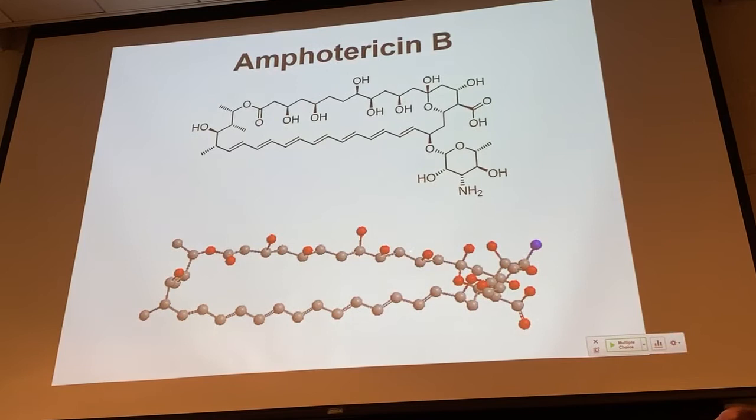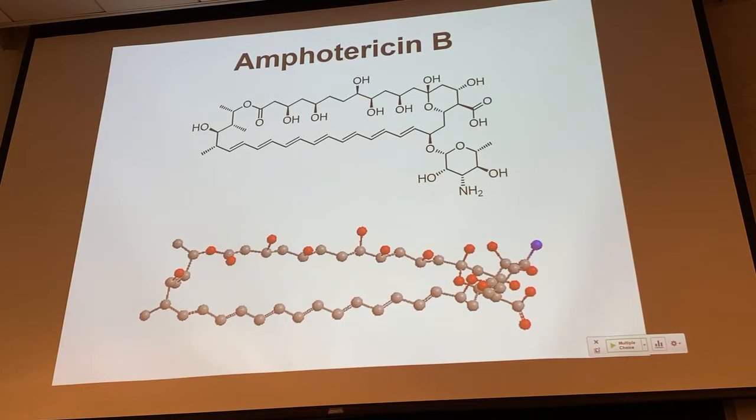Amphotericin B is a very large molecule. It has a 38-membered ring. It is an antifungal agent, and we'll talk a little bit about why its structure makes it an effective antifungal agent. So amphoteric means having acidic and basic functional groups. We have a carboxylic acid and we have an amine, so we do indeed have an acidic and basic functional group. But what makes it effective as an antifungal agent is the fact that it's amphiphilic.